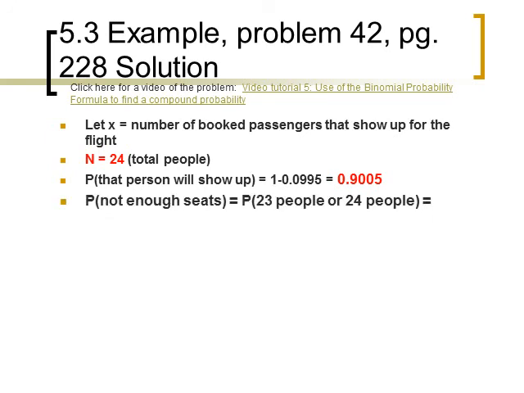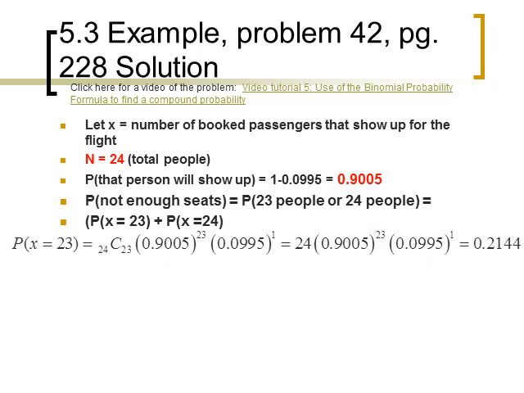The probability that there will not be enough seats is found by finding the probability that 23 people show up or 24 people show up. This is because of the limit of seats on the flight, and if we go over that limit there are not enough seats. So we need to focus on 23 or 24. So that's going to be our x's. X equals the number of booked passengers that show up. So if x equals 23 we are overbooked, and if x equals 24 we are overbooked. We need to find these individual probabilities and then find their sum.